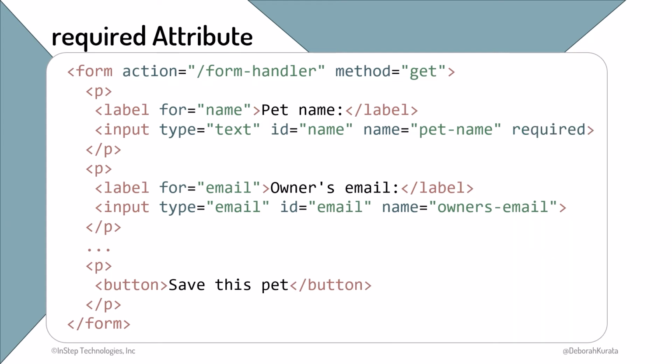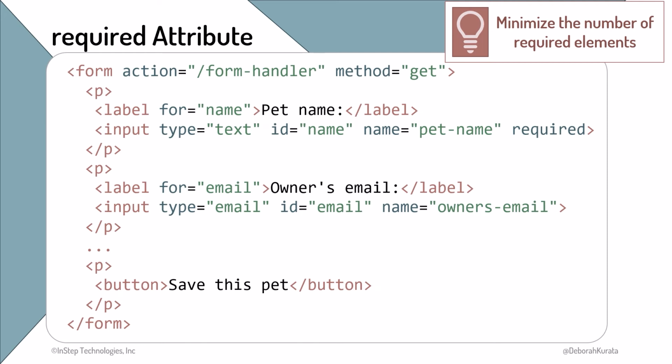Often, there is some minimum amount of information that the user must provide before a form can be submitted. For example, when adding a new pet, the pet name is required because it's used later to find the pet. In that case, we add the required attribute. Recall from earlier in this course that the required attribute is on if the attribute is present. Add required to any interactive element that must have a user-entered value. And here's a tip. For a great user experience, minimize how many required elements are on a form. Instead, allow the user to put more information in later through an update process.